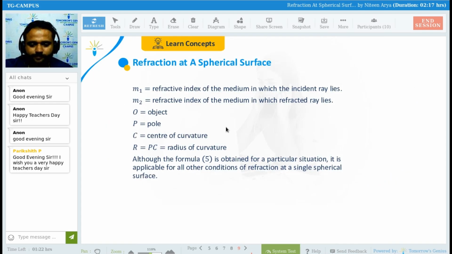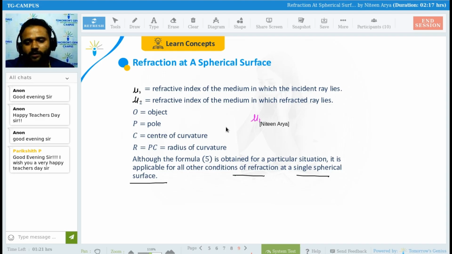Clear? Good. Now, refraction at a spherical surface. Mu1 is the refractive index of the medium in which the incident ray lies, mu2 is the refractive index of the medium in which the refracted ray lies. Let me write it down again, because we are following the mu1, mu2 scenario. O is object, P is pole, C is center of curvature, R is PC, the radius of curvature. Although formula 5 is obtained for a particular situation, it is applicable for all conditions for refraction at a single spherical surface.